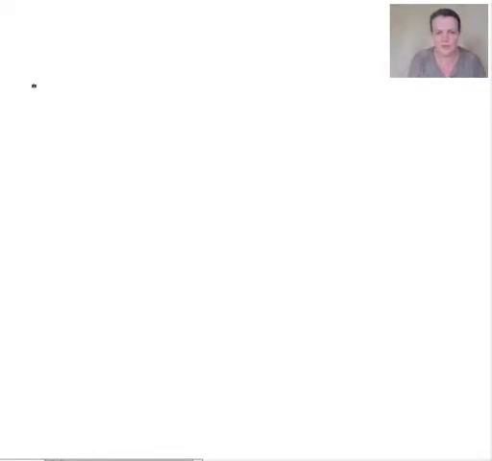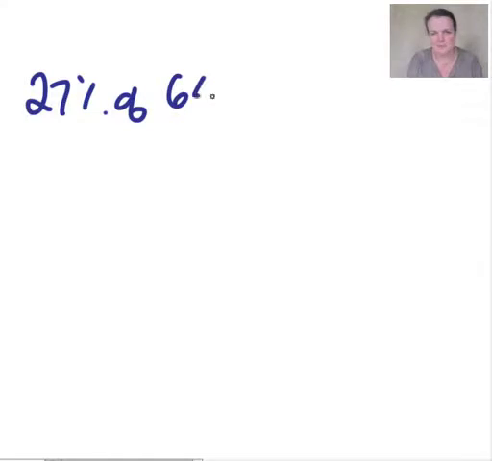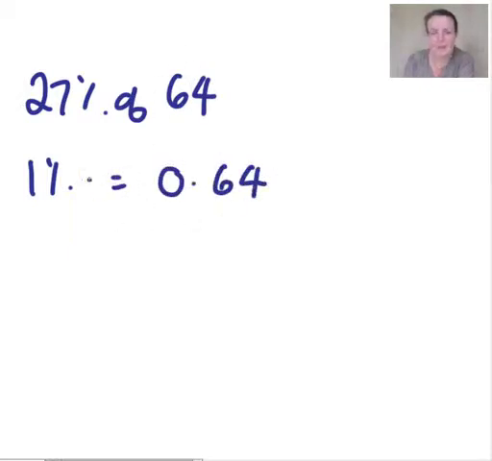Next one. 27% of 64. Funny number again, so find 1%. 1% divided by 100 equals 0.64. But did we want 1%? No, we wanted 27%. So if you multiply this side by 27, you multiply that side by 27.